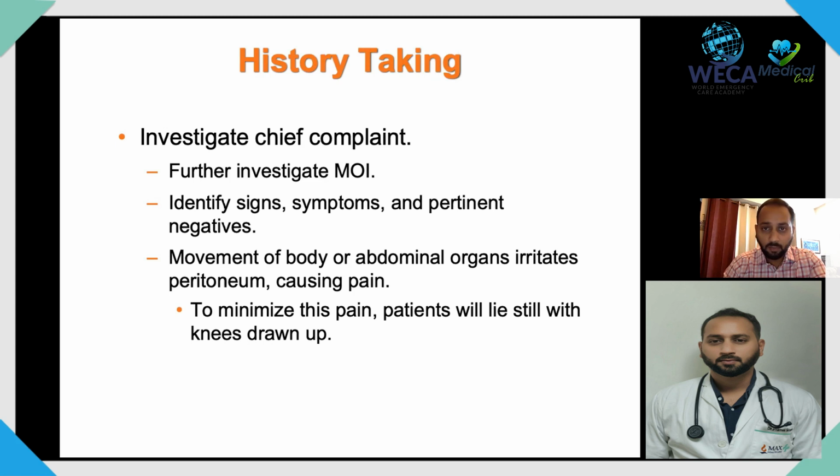So then we come to history taking. First of all, we need to investigate the chief complaint: whether the patient has pain, the nature of the pain, how severe the pain is, if the pain is radiating somewhere, and if the patient has some obvious bleeding or bruising over any part of the abdomen. Further, the mechanism of injury should be investigated. The signs and symptoms, all of these we need to identify. Negative history becomes important here.